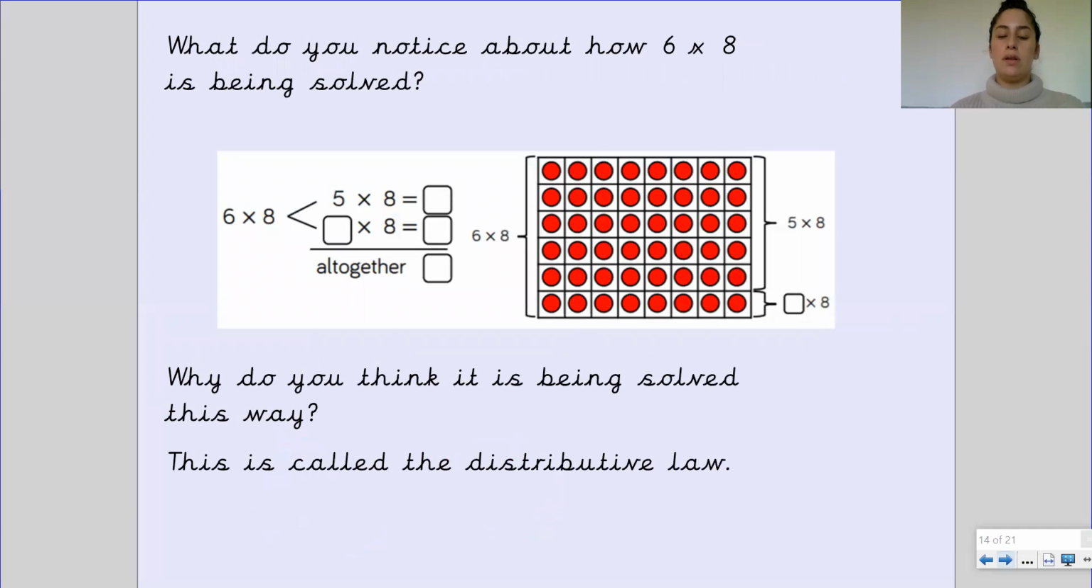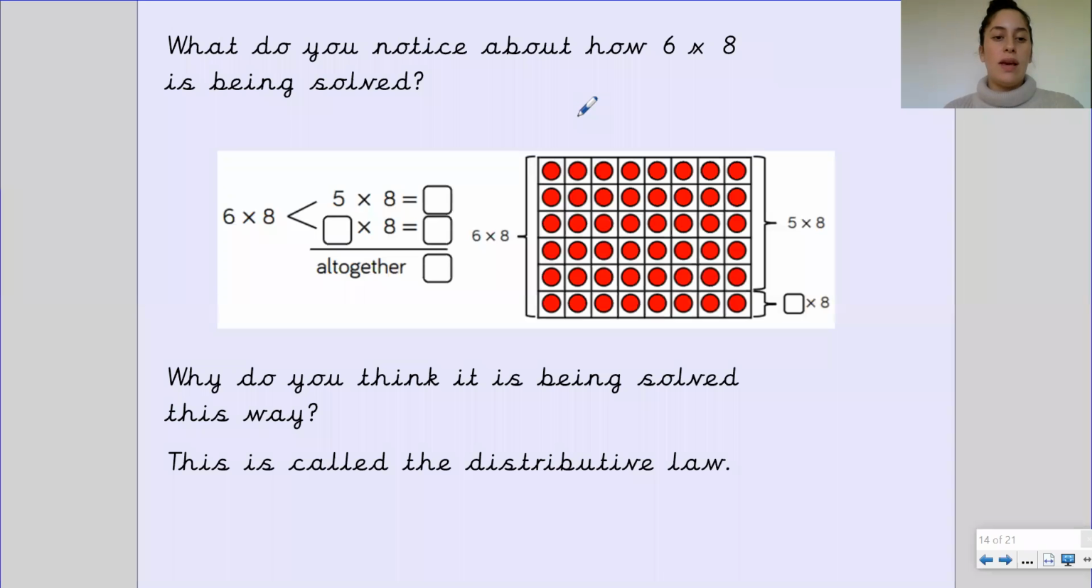Okay, pause the video and look at this slide. What do you notice about how 6 times 8 is being solved on this slide? Look at what they've done to the pictorial representation and look at what they've done to 6 times 8 to help them with their calculation. Play the video when you are ready.